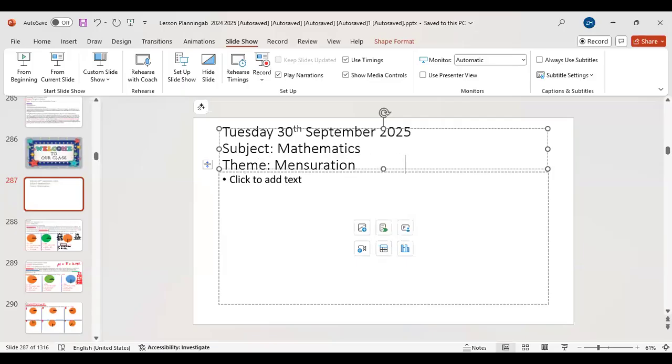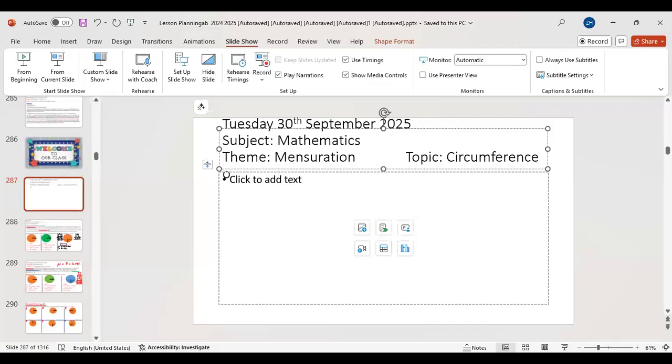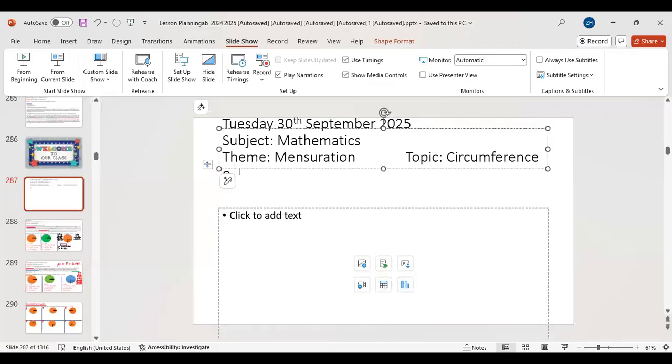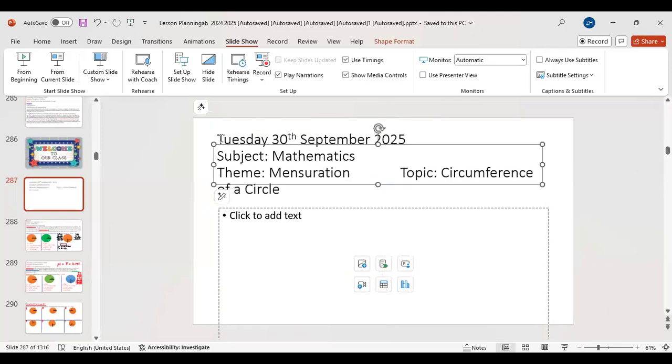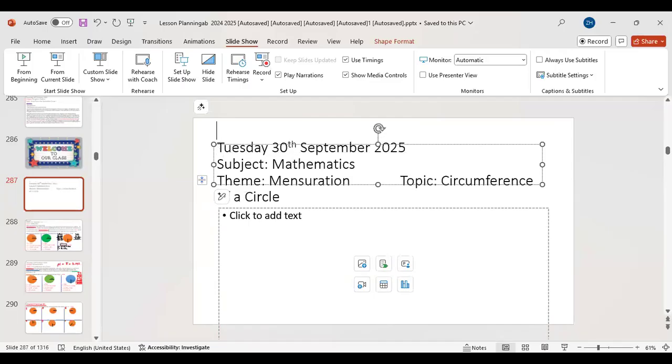And today we're going to be looking at the circumference of which shape has a circumference? Circle. Very good, of a circle. Circumference of a circle. Did I put my name? I didn't put my name. So let me put my name. Mr. Petit.